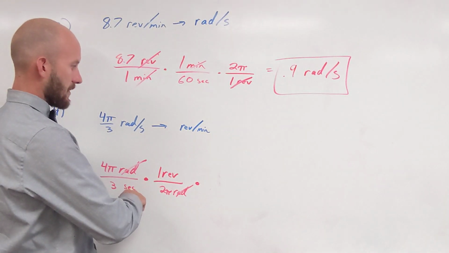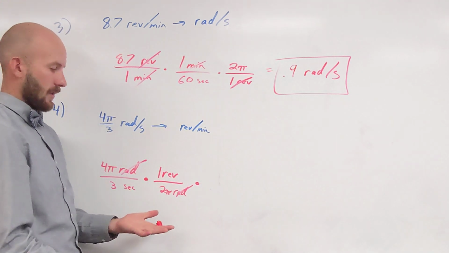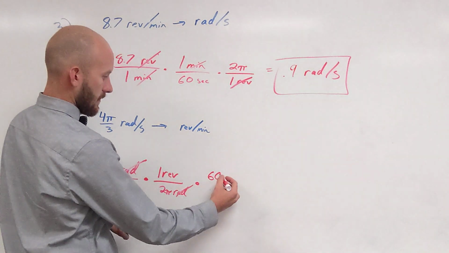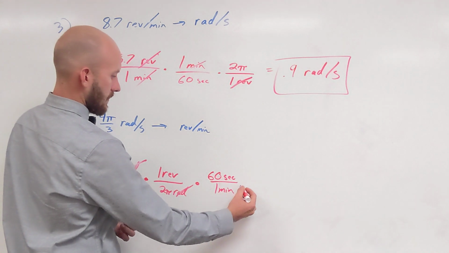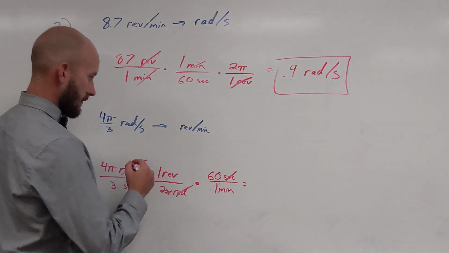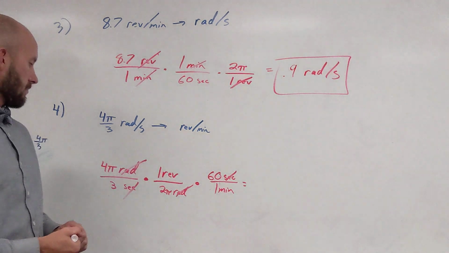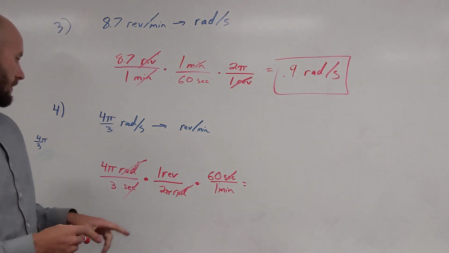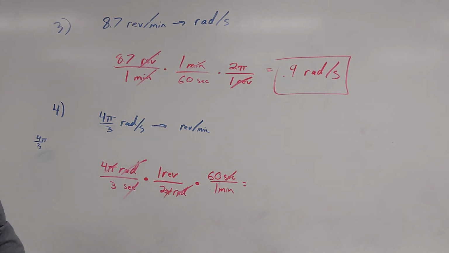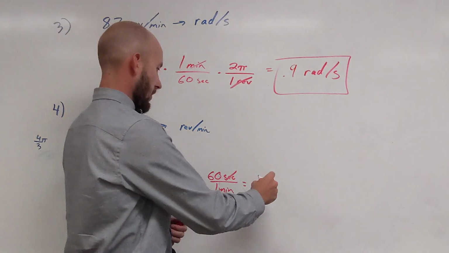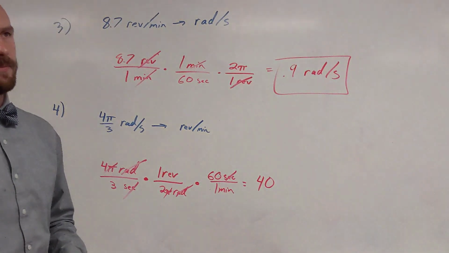And then I want to go from seconds to minutes. So what equals 1 minute is 60 seconds. Those will cancel. And 4 times 60. So the pi's cancel out, and that is going to be 240 divided by 6, okay, you go, right? Yeah.